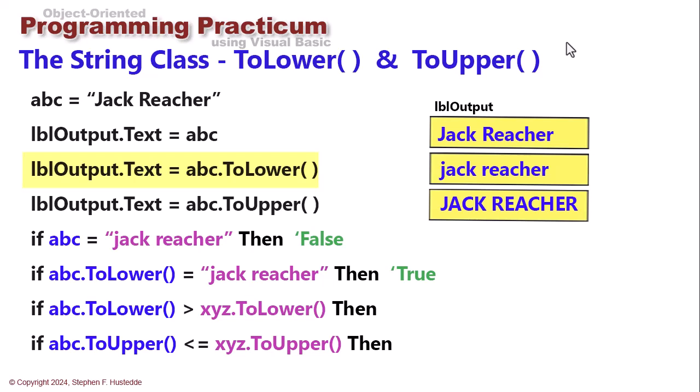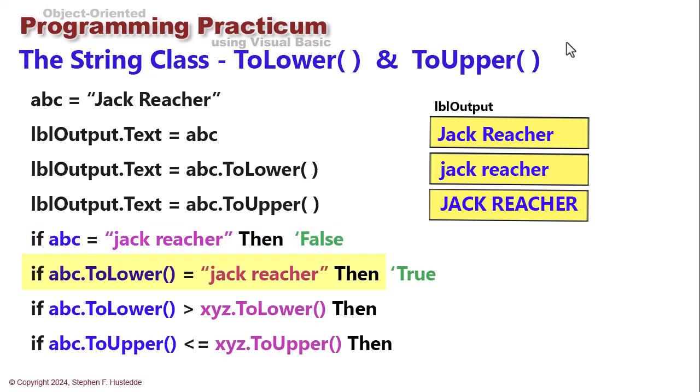However, I can say lblOutput.Text equals ABC.ToLower, and we'll take that string and make it all lowercase. Now we have a lowercase j and a lowercase r. Conversely, I can say it equals ABC.ToUpper, and now it's all uppercase. So if we said ABC equals Jack Reacher all lowercase, it would be false. But I can make this so that it is case insensitive.